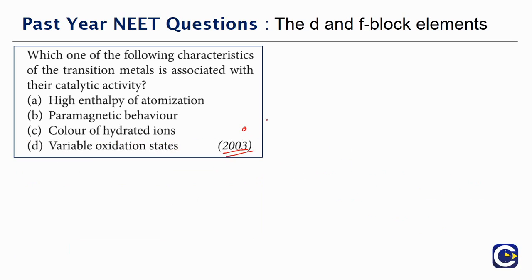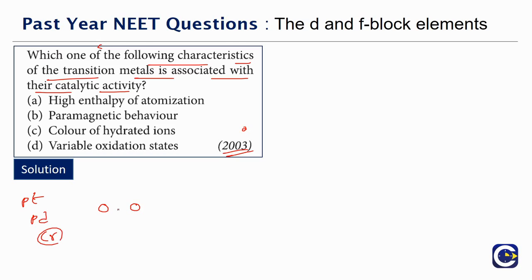Next we have another straight question. Which one of the following characteristics of transition metals is associated with their catalytic activity? The catalytic activity of the transition metals is because of what? If you look at platinum or palladium or chromium, most of these transition metals have unfilled d orbitals, because of which they can exhibit variable oxidation states.